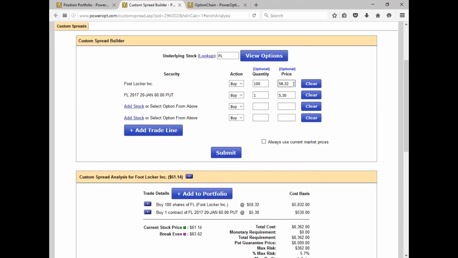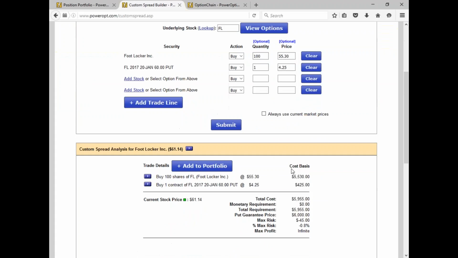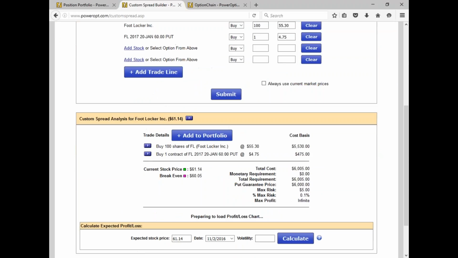My actual trade, where it stands right now, is a cost base of $55.30, and I think I only paid $4.25 for this put when I rolled it back up. Let me take a look here. That's about right. No, it's a little bit too high. So let me go $4.75. All right.